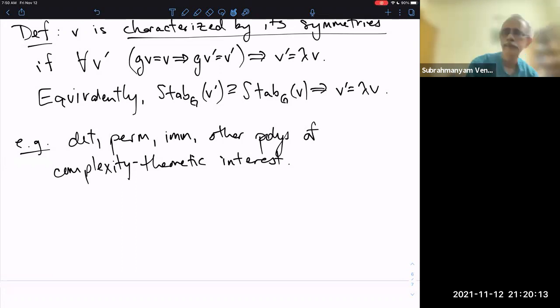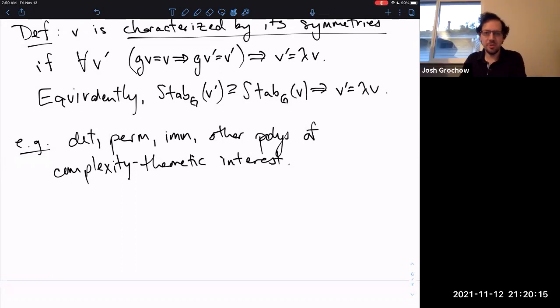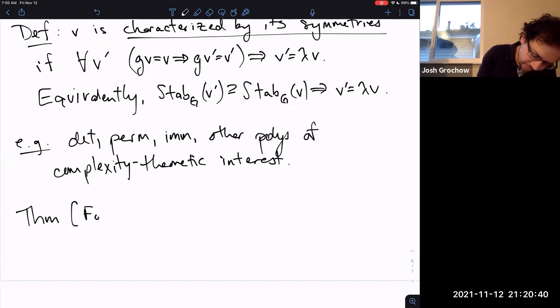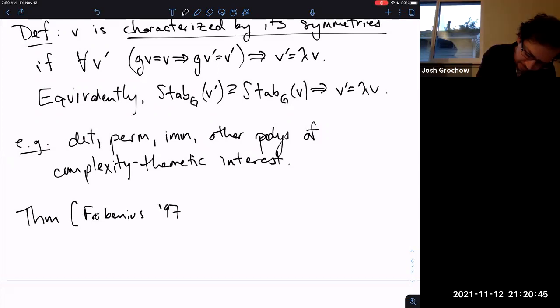All right, so I want to talk a little bit about characterization by symmetries, and give you some feel for it, and then finally come back to talk about P versus NP in the context of GCT. So we can actually do characterization by symmetries of the determinant. So, theorem: like I said, this goes back to Frobenius, 1897.